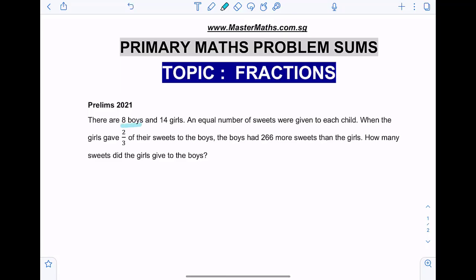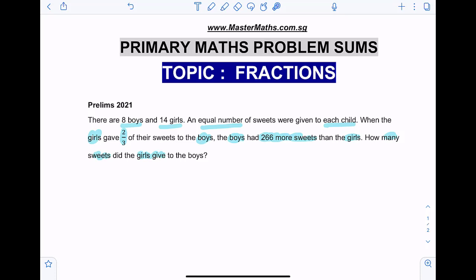There are 8 boys and 14 girls. An equal number of sweets were given to each child. When the girls gave 2/3 of their sweets to the boys, the boys had 266 more sweets than the girls. How many sweets did the girls give to the boys?